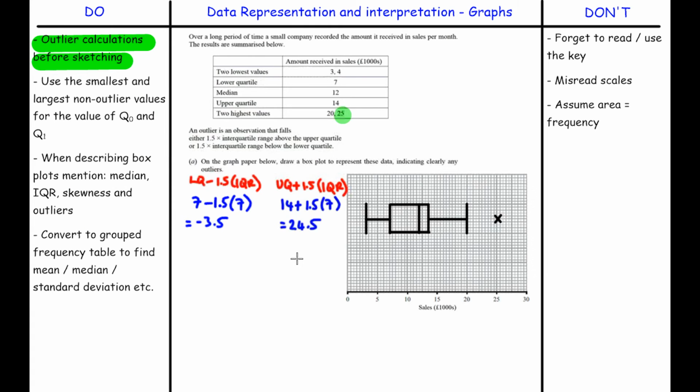Which brings me on to my next point. If you've identified an outlier, we then need to use the smallest and largest non-outlier values for Q0 and Q4. So this is even the reason why the question told us the two lowest and the two highest. So we knew the alternative value that was going to be used for the upper boundary. Since 25 was an outlier, 20 then became the value to use for the upper boundary over here.